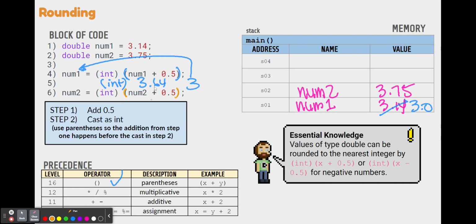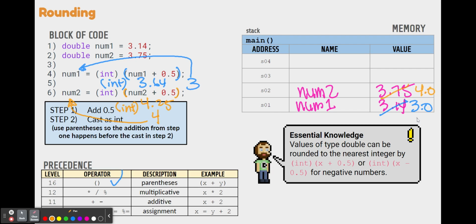In order to move that up in our precedence table, we have num2 plus 0.5. That's going to be 4.25. We're going to cast that as an int. And so that becomes a 4. And that goes back into num2. We're trying to put the integer value of 4 into a double variable. Java's going to cast that 4 to a 4.0.